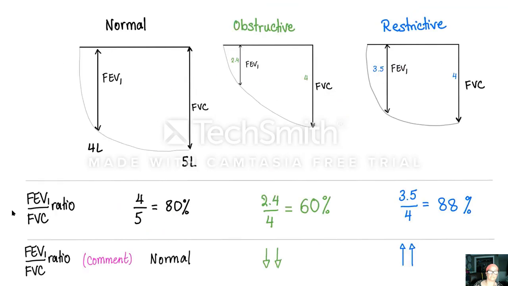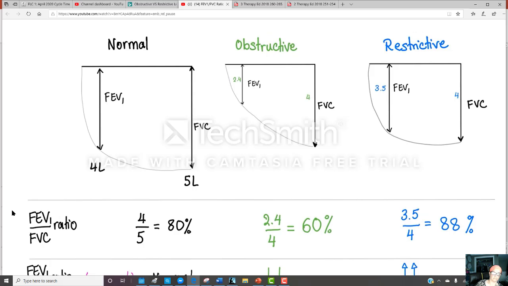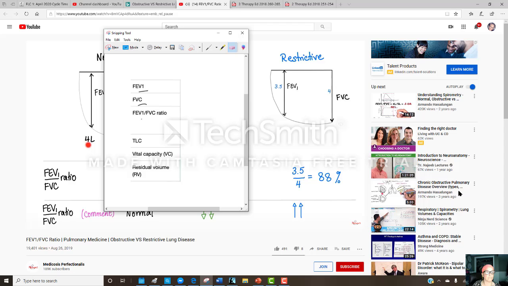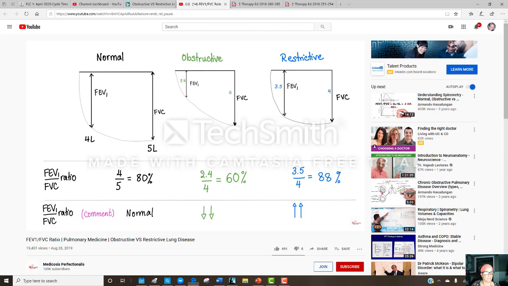Now, students hate these graphs, but they are actually very easy. This is not calculus, this is not astrophysics, this is like 5th grade stuff. So here is FEV1, here is FVC, here is 4 liters, 5 liters. Can you get the ratio? Yes. 4 divided by 5 is 80%.